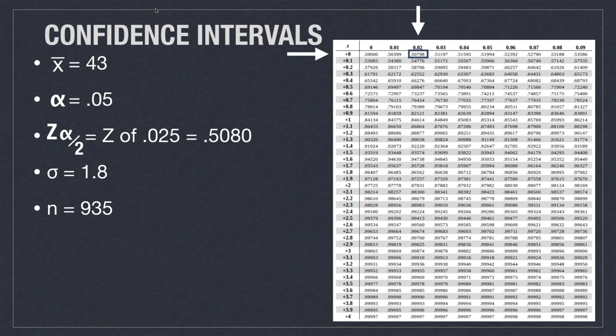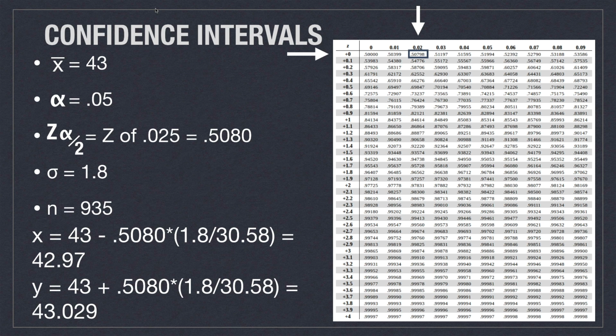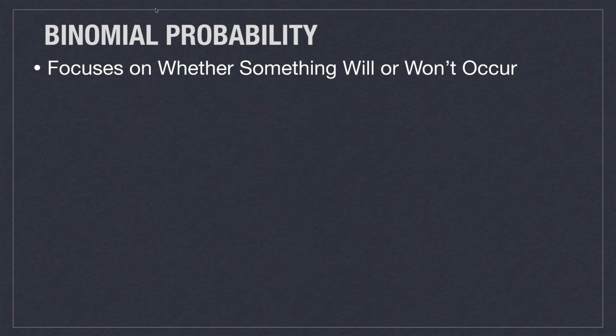So in this example, I've gathered all of our data, and if we look up 0.025 on our z-table, we get a value of 0.508, and if we plug that data into our formula, we find that x is going to equal 42.97. And then once again, we can also find that y is going to equal 43.029. And now we will move on to cover binomial probability.